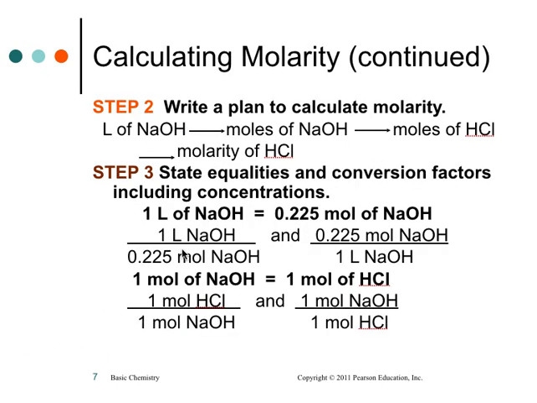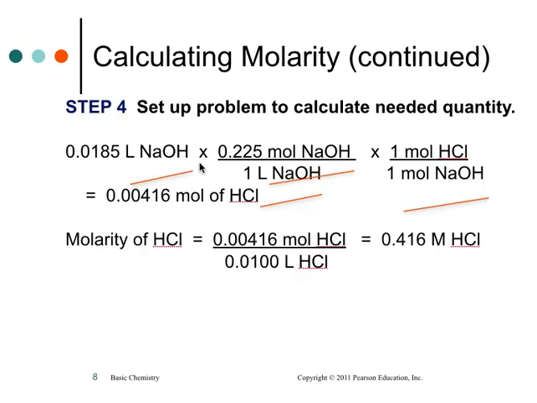So what I've got is that there are 0.225 moles in every liter, and then you'll end up with 1 mole of hydrochloric acid. And when you divide by the amount of liters that you have, which is 0.01 liters, you'll end up with 0.416 molar hydrochloric acid. We'll do all these examples in class, but this is just a way to show you what we're doing. That's it. That's all it is. So I will see you in class.